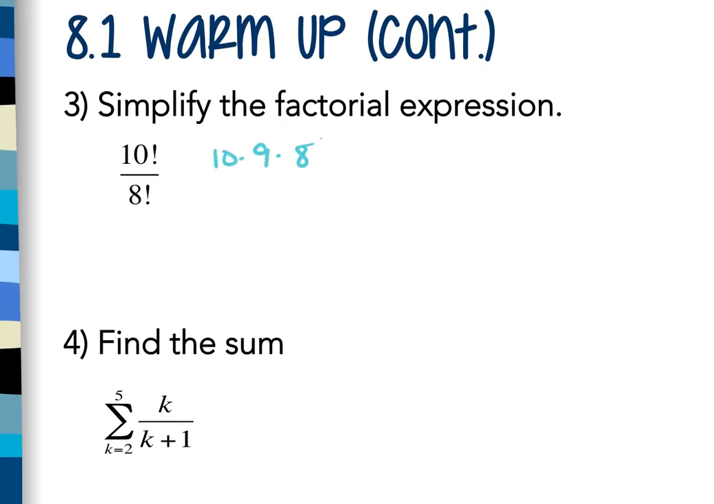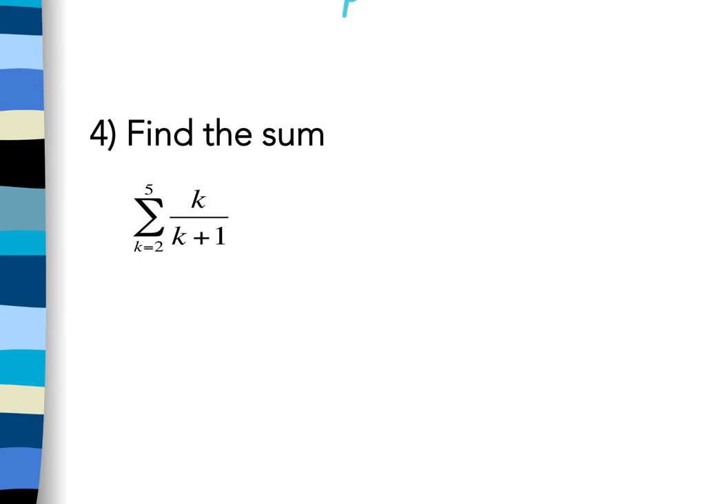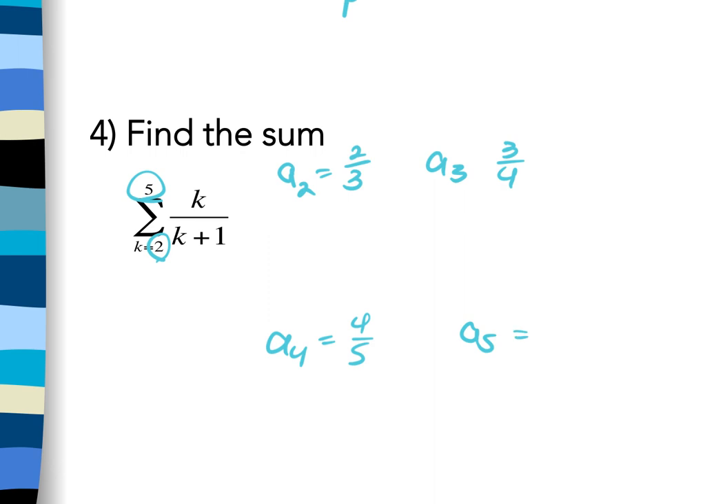10 times 9 times 8 factorial gets broken down to 8 factorial. These cancel, and it should just be 90. And then find the sum. We start at the bottom number. We stop at the top. So we're going to find A2, A3, A4, and A5. So I get 2 over 3. I get 3 over 4. I get 4 over 5. And I get 5 over 6.